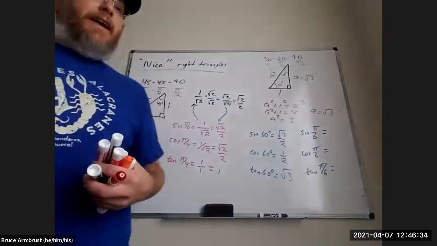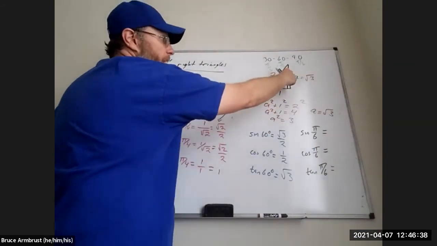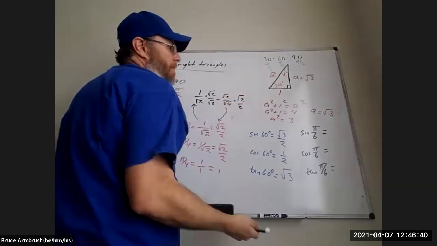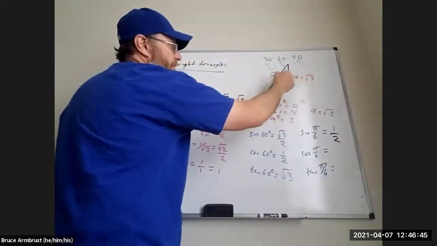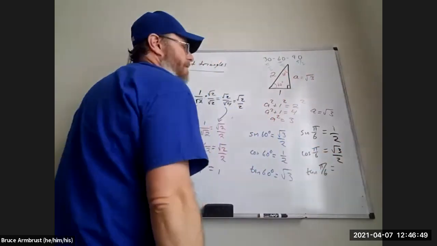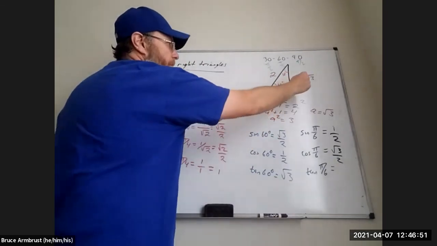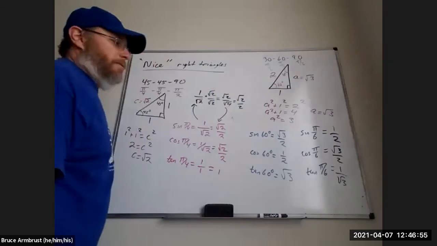And let's get those values, but again, we'll use the right triangle. So that's this angle. So sine, opposite over hypotenuse, is 1/2. Cosine, adjacent over hypotenuse, √3/2. Tangent, opposite over adjacent, is 1/√3.